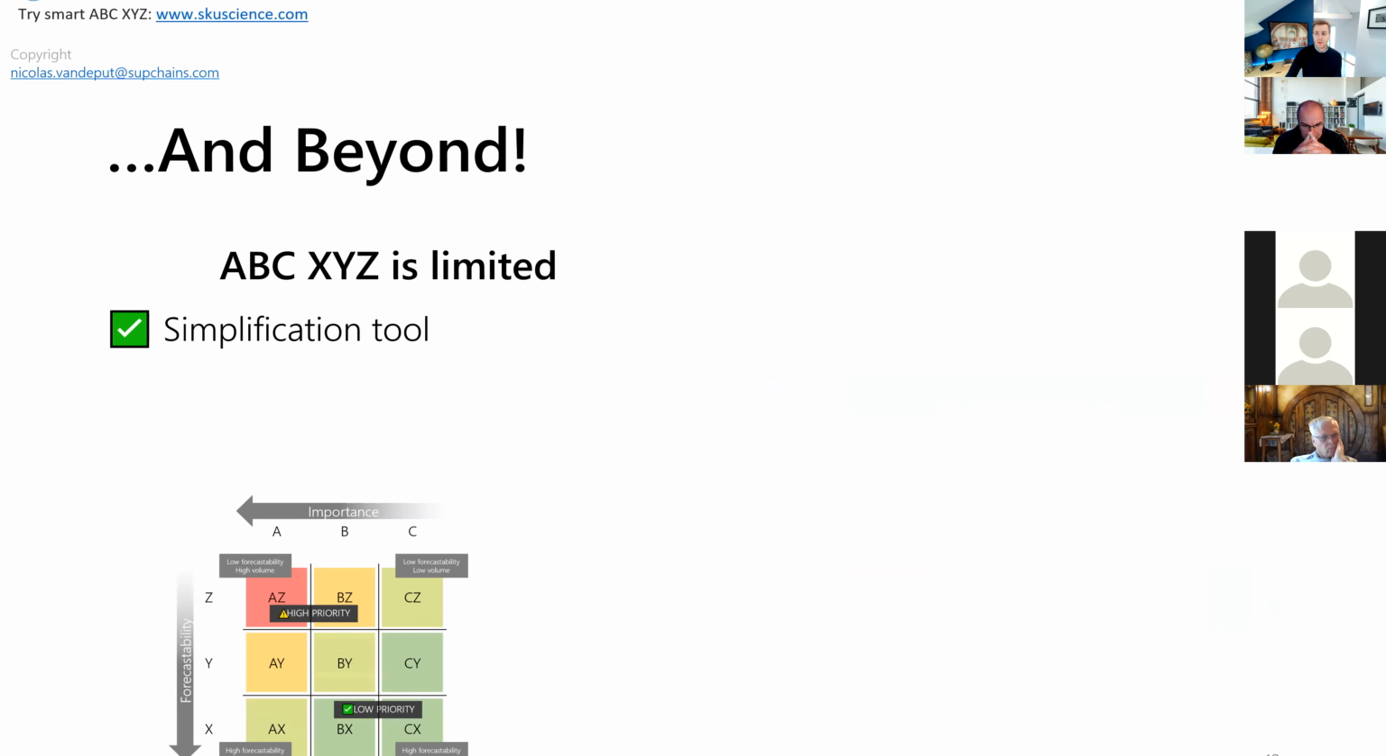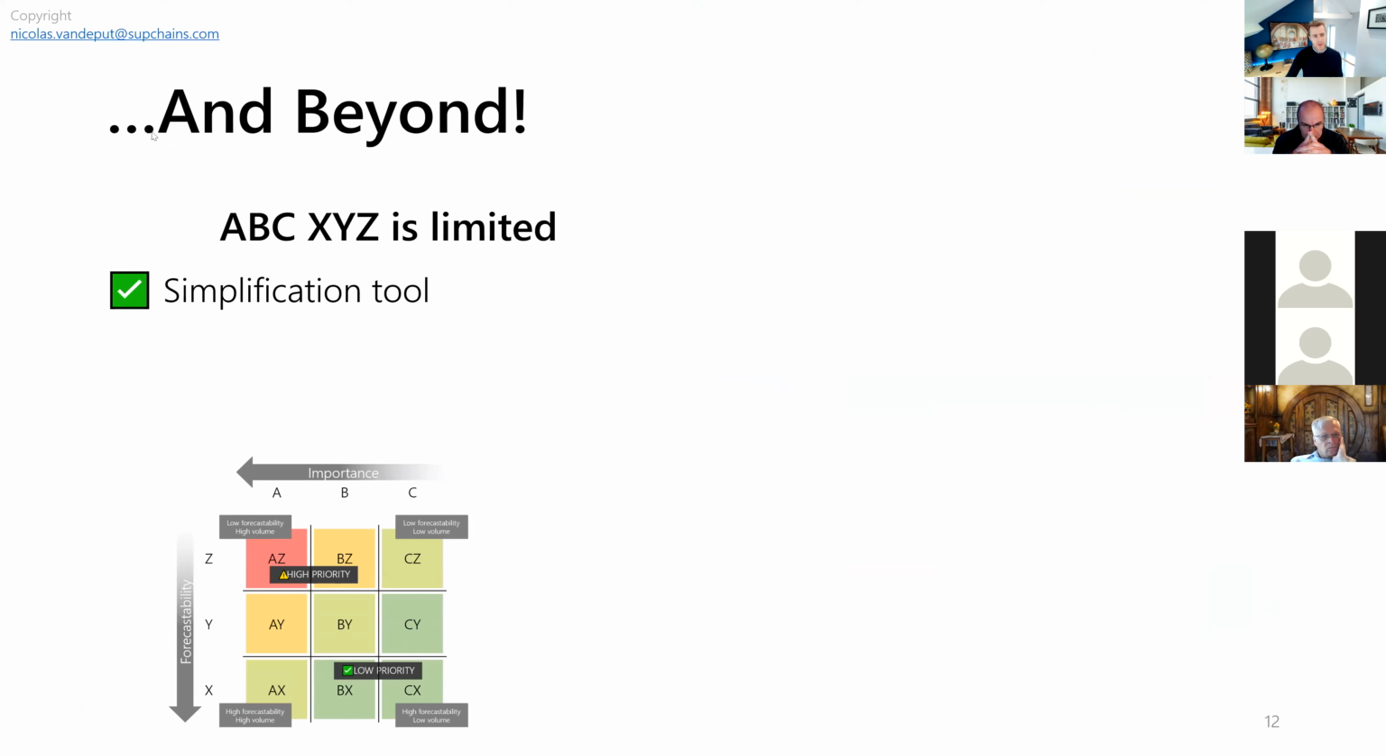Now, actually, we can go further. This slide is called "and beyond." Actually, ABC XYZ is limited. First thing, the great thing about it is it's a simple tool. It's a simplification tool. It's easy to understand. And I think it's a great tool. It's great because it's simple. And if you set it up properly with the right metrics in it, it's a really great tool.